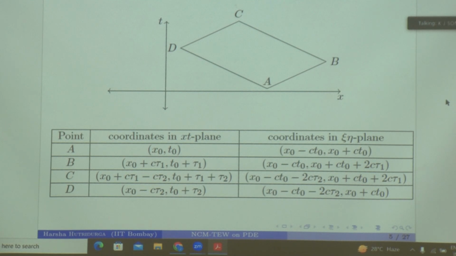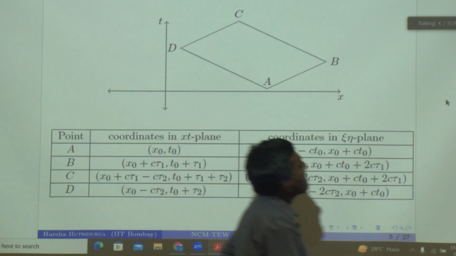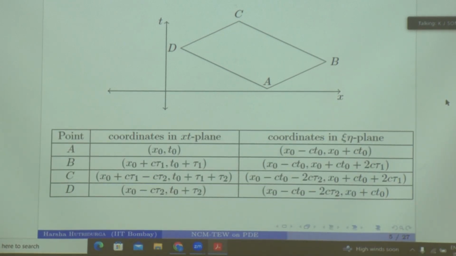Sorry guys, I realize what I have done. When I say this is a line of slope x is equal to ct, t is here, x is there, and the slope is c. But in fact, I have written everything for t is equal to cx. That's what I have done. I will change that later on.